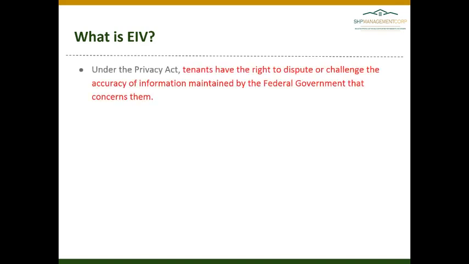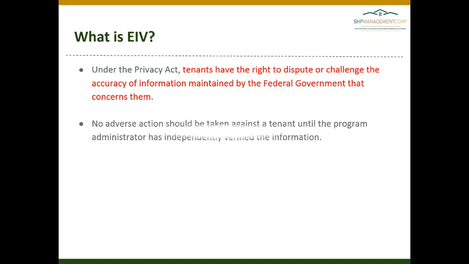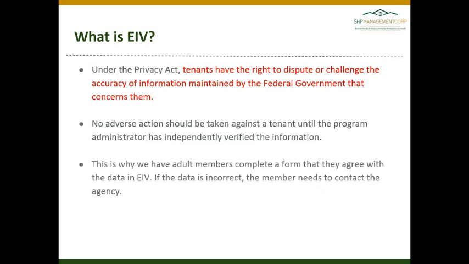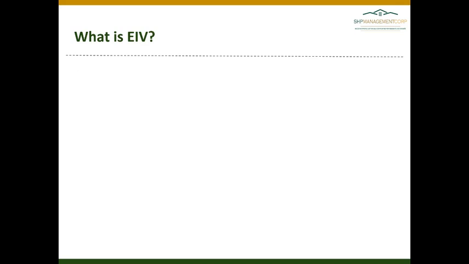Please also be aware that under the Privacy Act, tenants have the right to dispute or challenge the accuracy of the information in the system. No adverse action should be taken against the tenant until the administrator has independently verified the information. This is why we have adult members complete a form that they agree with the data in EIV. If the data is incorrect, the member needs to contact the agency to correct that information. We cannot correct it for them.